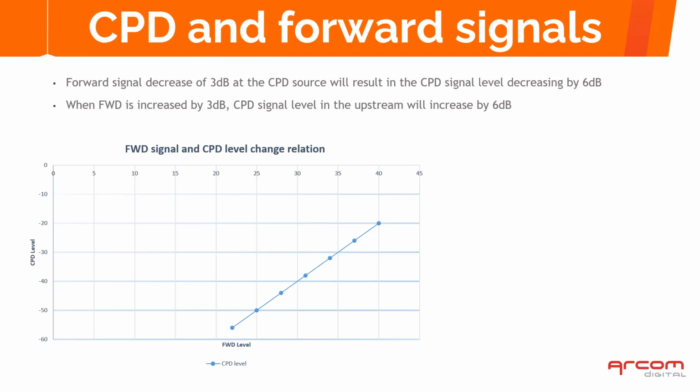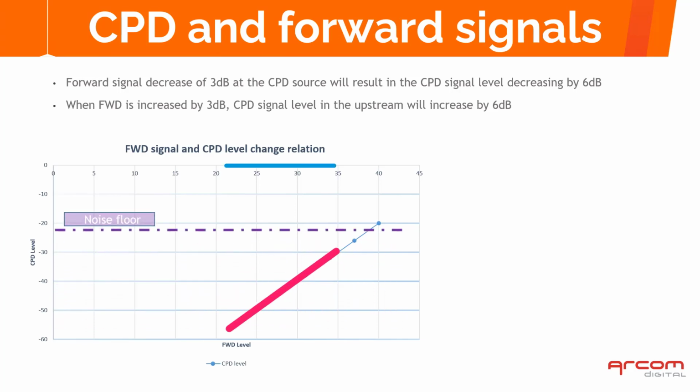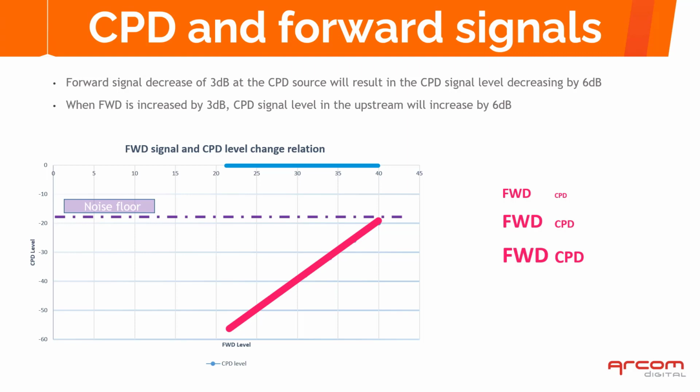This slide helps to understand how a CPD source that is stable in its behavior will react to a varying downstream signal level. If we increase the forward signal level at the location of the CPD source, the associated CPD level and reduction of the noise floor in the upstream will grow, and it will grow much faster than the growth of the forward signal. How this can be used in finding intermittent CPD sources and in better understanding where the CPD source can be located will be explained in the next slides.